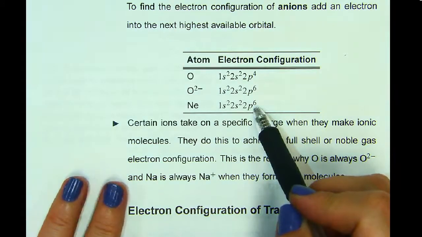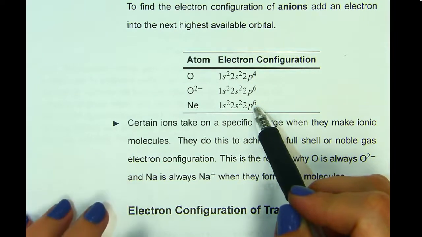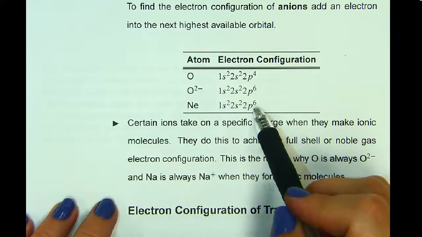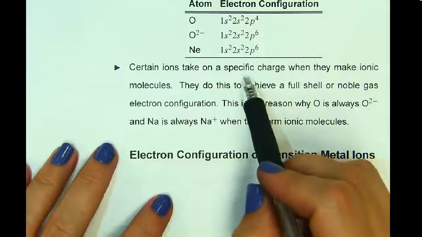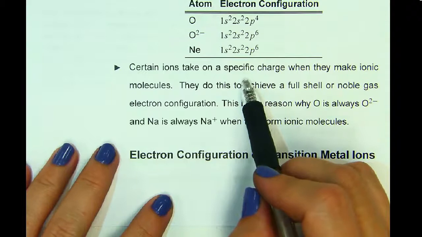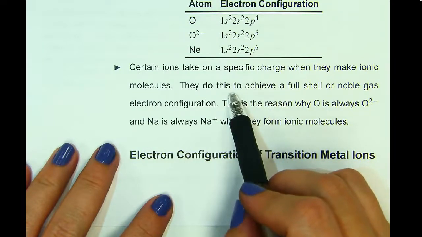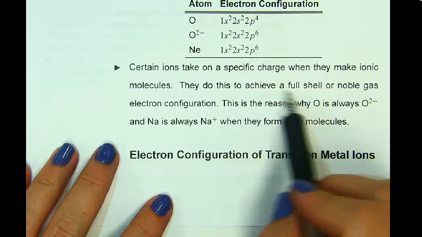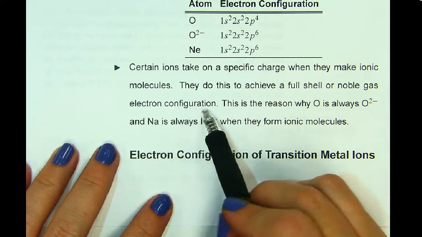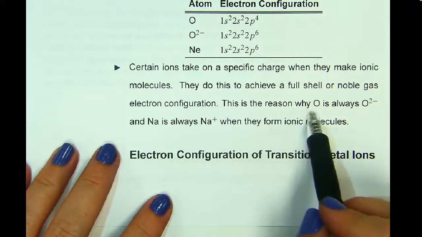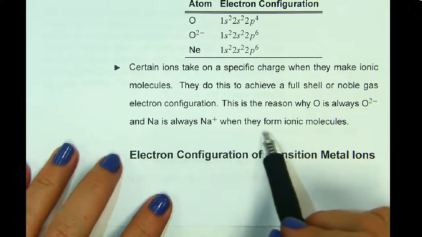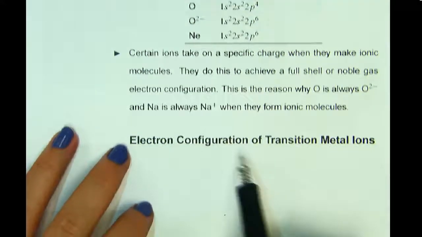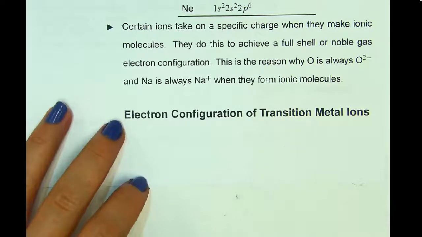Remember, the goal of gaining or losing electrons is in order to achieve a noble gas configuration or a complete octet. Certain ions take on a specific charge when they make ionic molecules. They do this to achieve a full shell or noble gas electron configuration. This is the reason why oxygen is always O2 negative and sodium is always Na plus when they form ionic molecules.